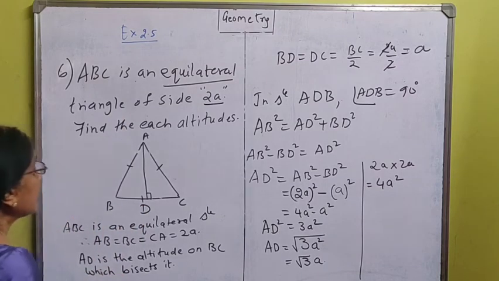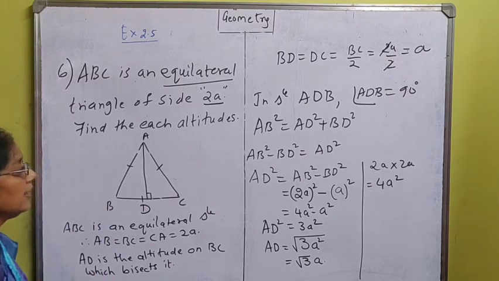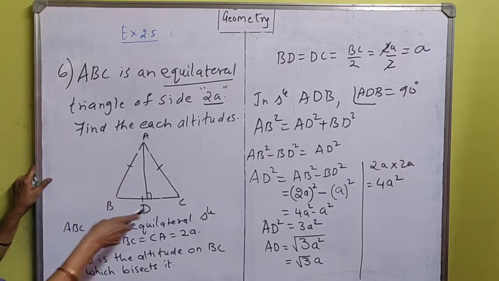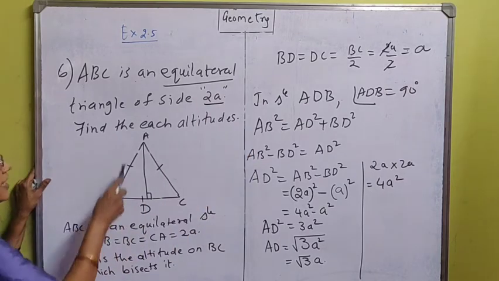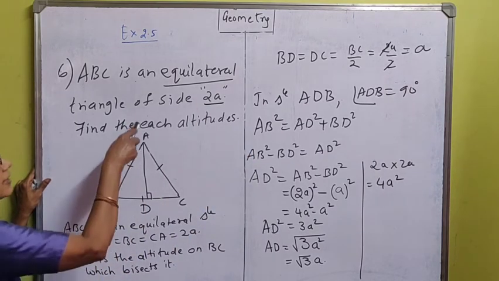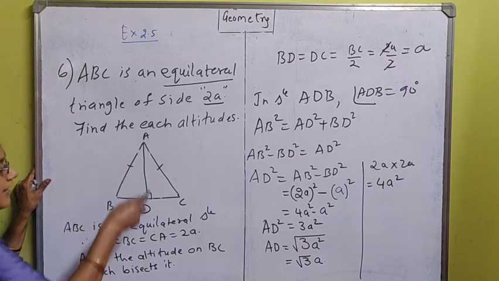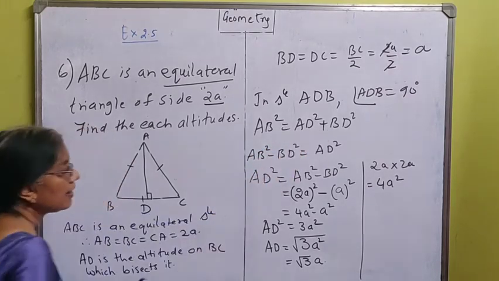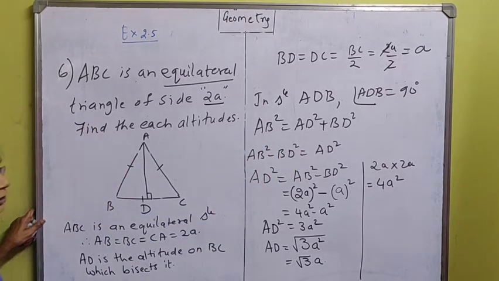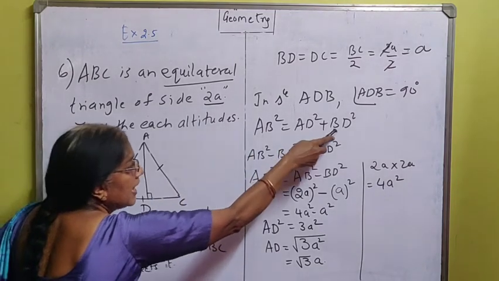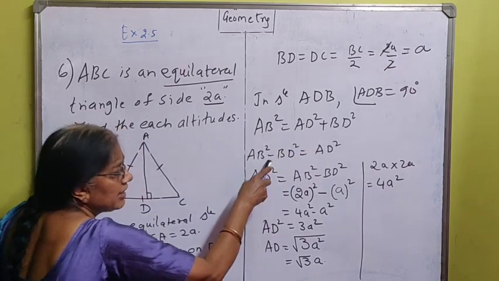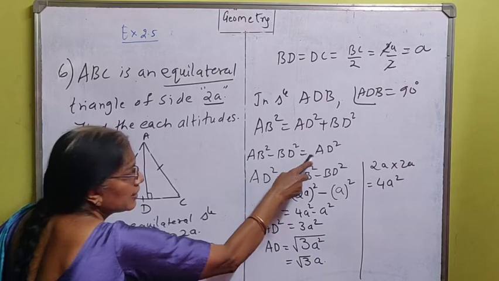In triangle ADB, angle ADB is 90 degree, so use the Pythagoras theorem. What does the Pythagoras theorem say? AB square, which is the hypotenuse, is equal to the sum of the squares of the other two sides, AD and BD. So AB square is equal to AD square plus BD square. I want to find the value of AD square, so I will keep AD square on the right hand side and bring BD square to the left hand side. So plus BD square will become minus BD square. So AB square minus BD square is equal to AD square.